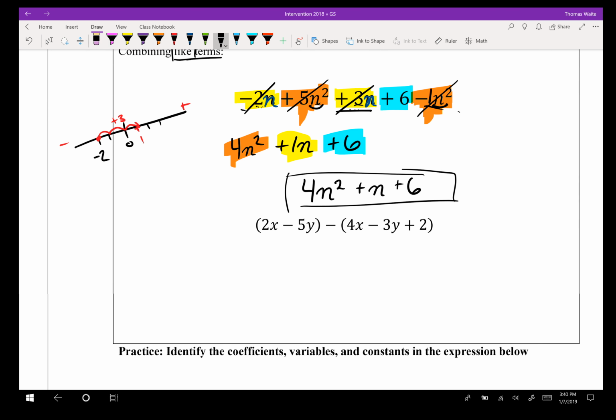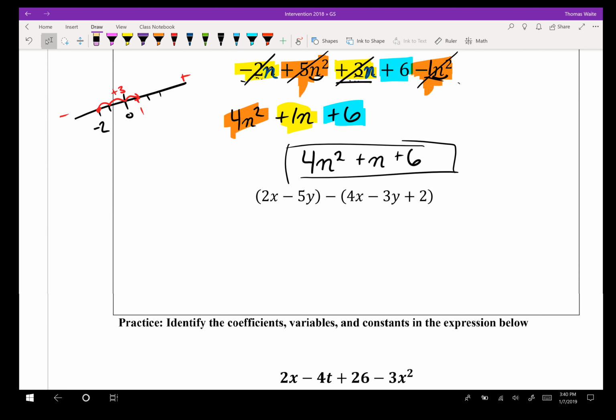All right. Next, this expression has 2 groups in it. I see this group over here to the left of 2x minus 5y, and I see a group over here to the right of 4x minus 3y plus 2. And in between them, we have this negative sign saying that we're subtracting these. So this is different than our expression above, because here it wasn't grouped at all. They just had terms with signs on them.